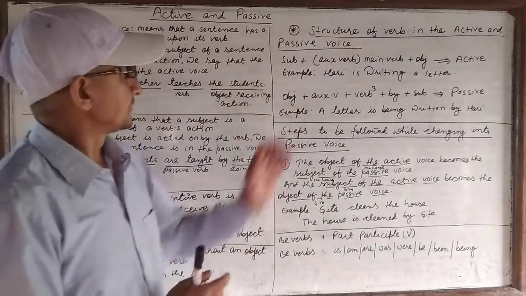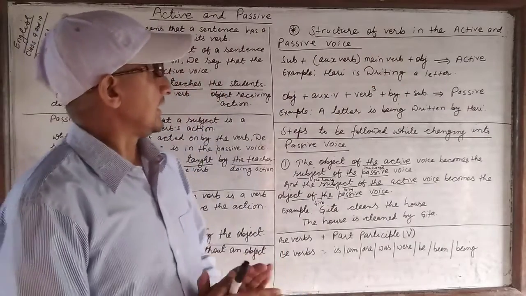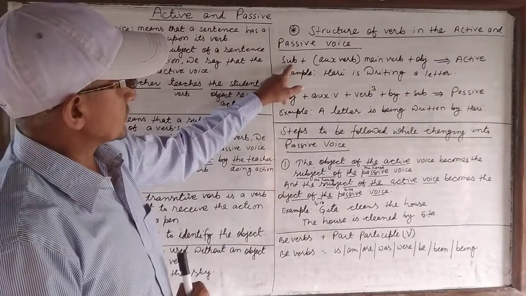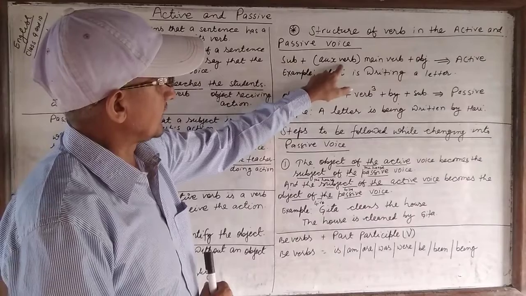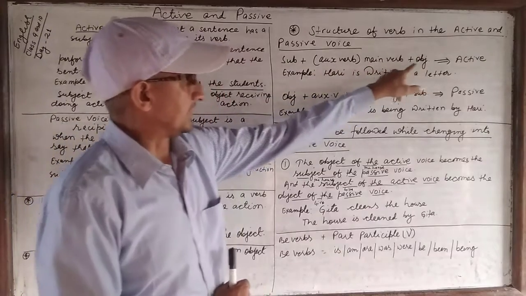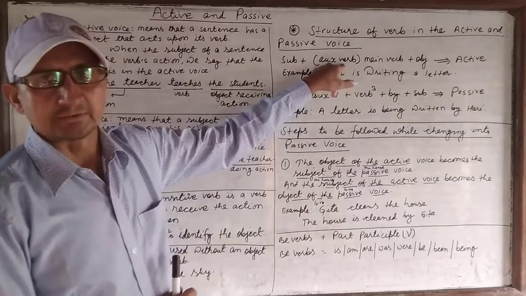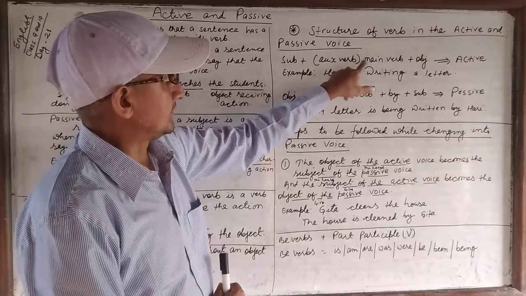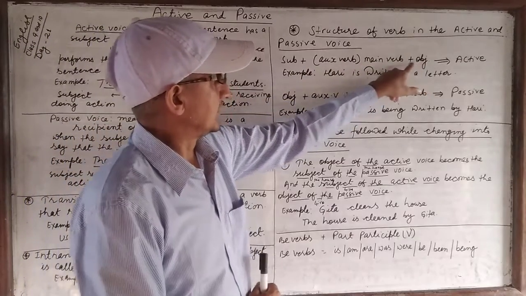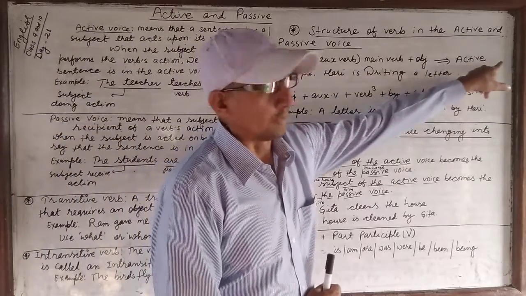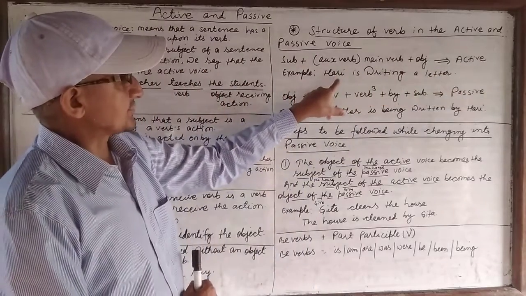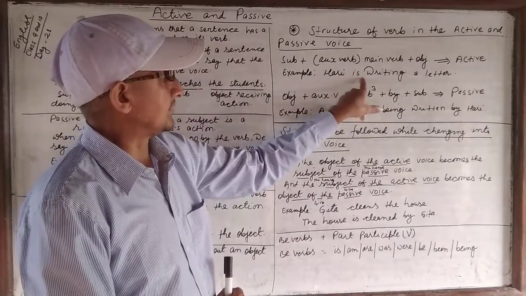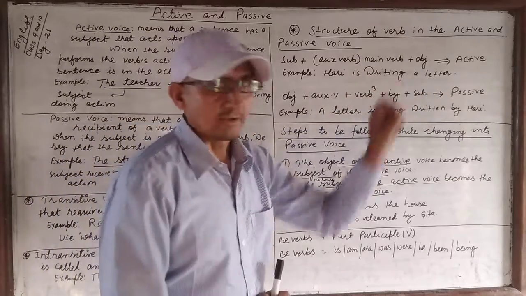Now, the structure of the verb in the active and passive voice. The active structure is subject plus auxiliary verb, main verb plus object. Sometimes there is an auxiliary verb and sometimes there is no auxiliary verb. This is the structure of active voice. Let's clear it from the example. Hari is writing a letter. Hari is the subject, is is the auxiliary verb, writing is the main verb, a letter is the object.